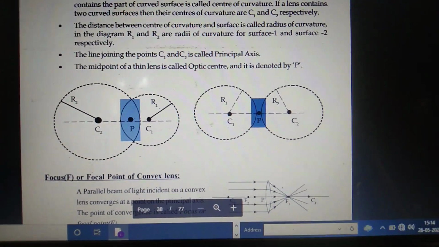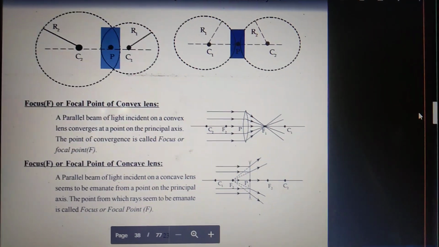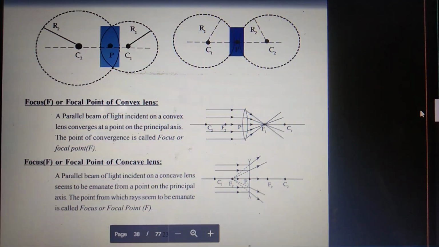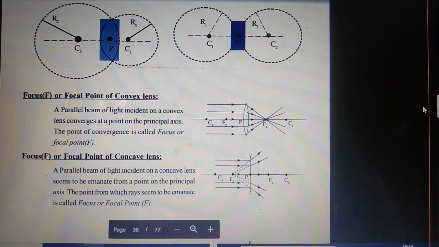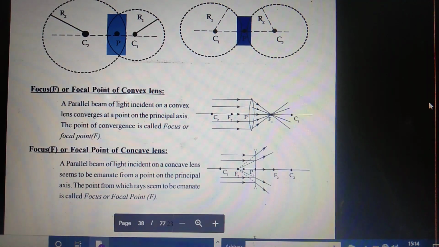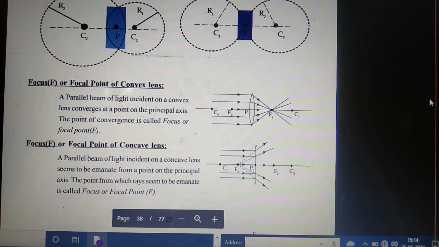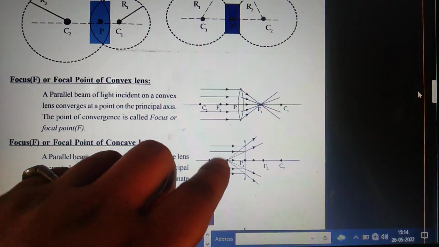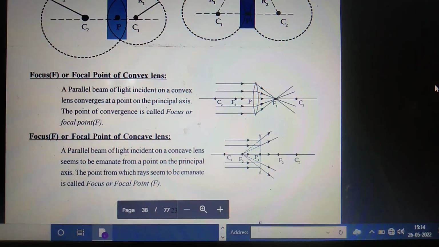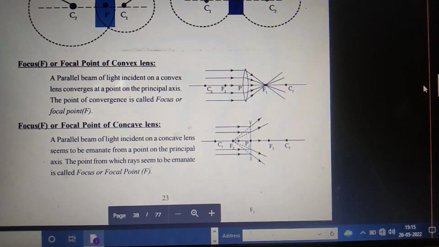Okay, now what do you mean by focus or focal point? A parallel beam of light incident on a convex lens converges at a point on the principal axis. The point of convergence is called the focus. You can see there. Now what about a concave lens? A parallel beam of light incident on a concave lens seems to emerge from a point on the principal axis. So this point from which the rays seem to emanate is called the focus or focal point.